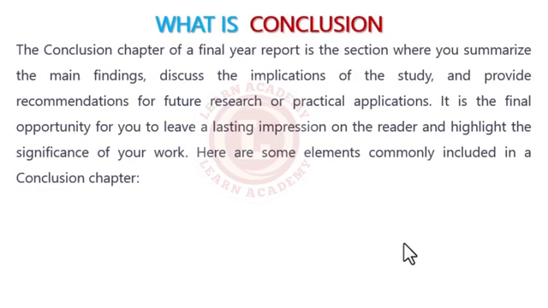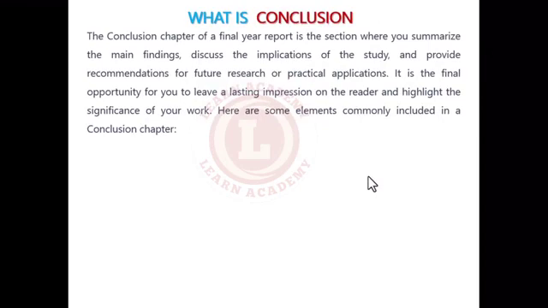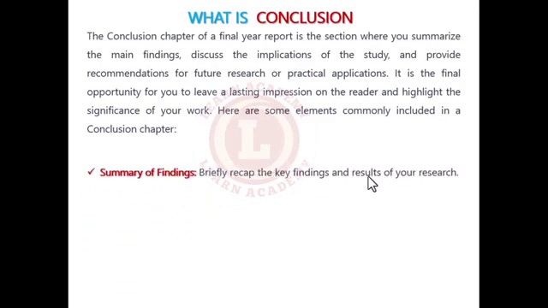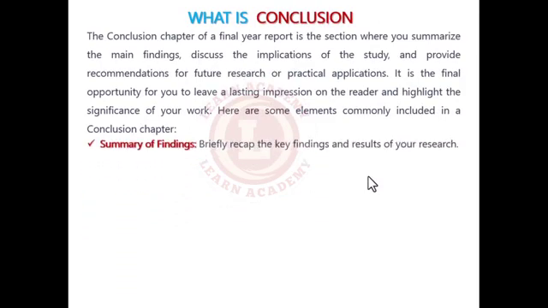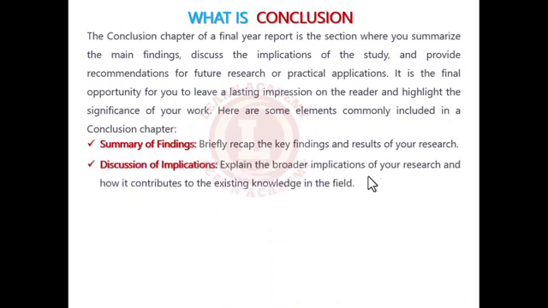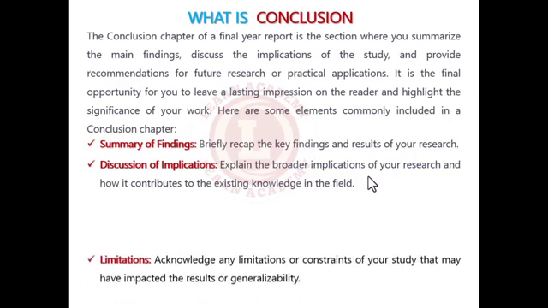of your work. So there are some elements that are commonly included in a conclusion chapter. One is summary of findings. Here you briefly recap the key findings and results of your research. Two, discussion of implications. Under this, you explain the broader implications of your research and how it contributes to existing knowledge in the field.